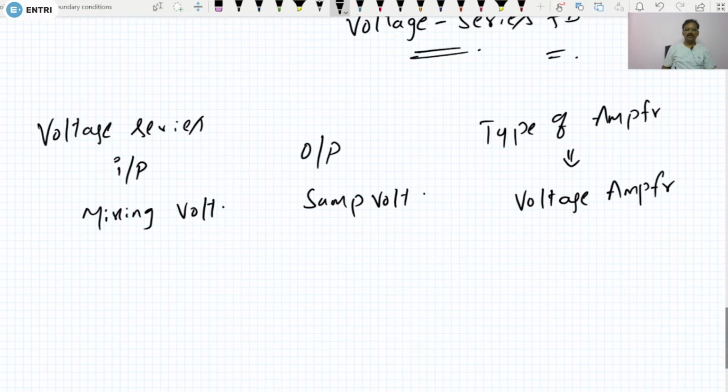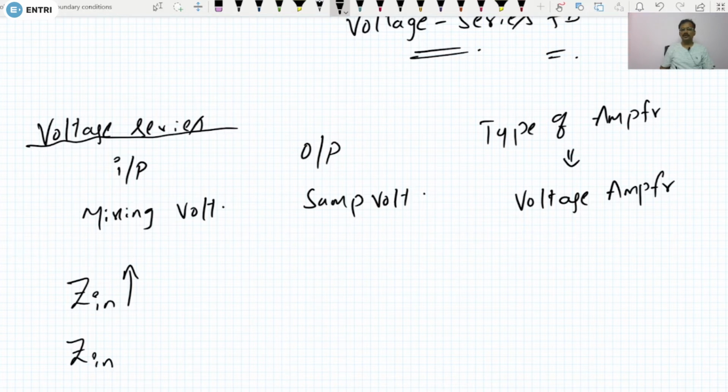Okay, so whenever you give this feedback, at the input Zin is going to increase. Whenever you give negative feedback in voltage series connection, the input impedance is going to increase. And how much is it going to increase? By a factor of 1 plus Aβ. So Zin with feedback is equivalent to Zin times 1 plus Aβ.